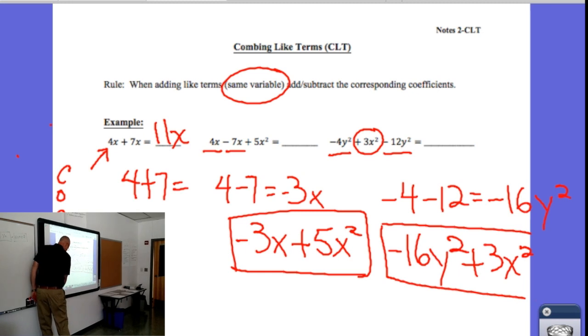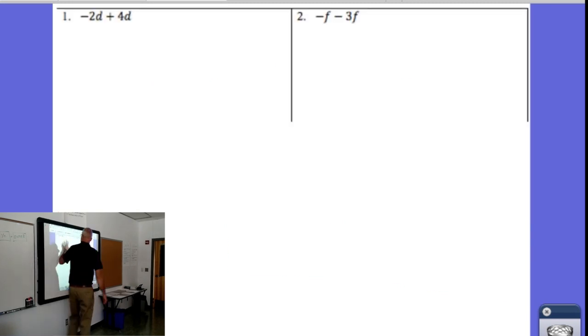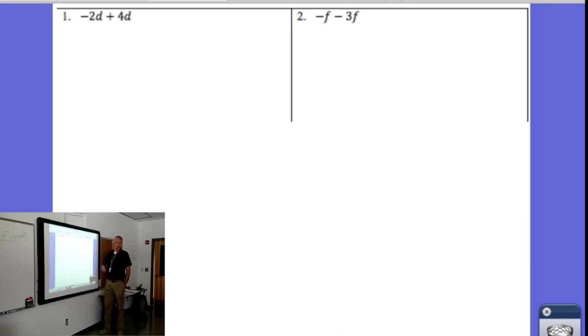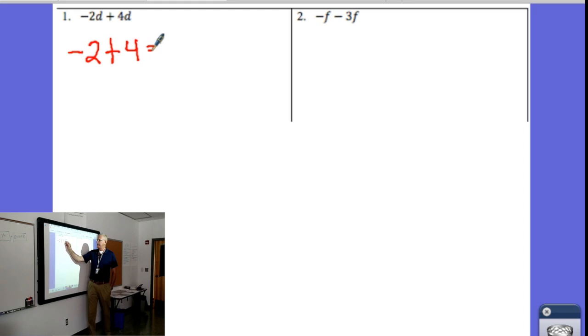Any questions on this? No, sir. No, okay. How about this one? How many terms? 2. And the coefficients? Negative 2 plus 4. That is equal to 2. 2d.